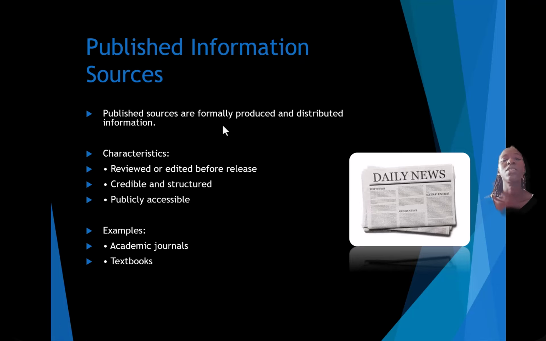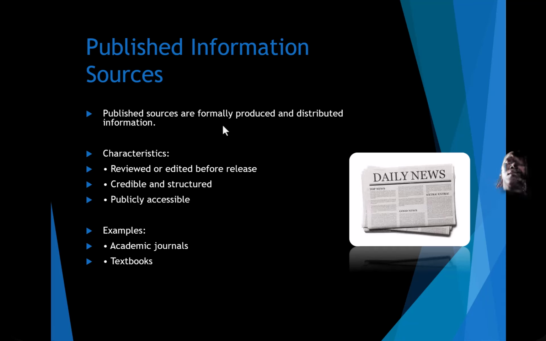Published information sources are formally produced and distributed information, like the news and textbooks. That's published information. You want to search about something which is published. For example, if I want the impacts of information, I'll go and research about it.